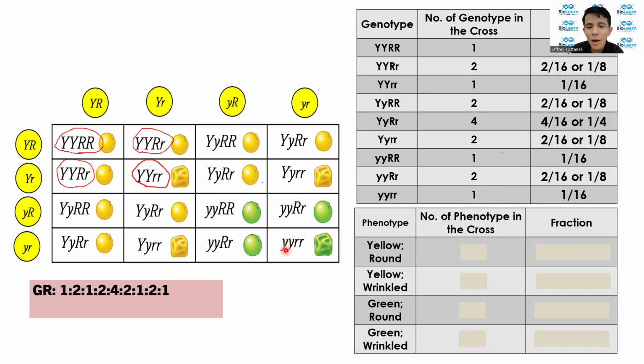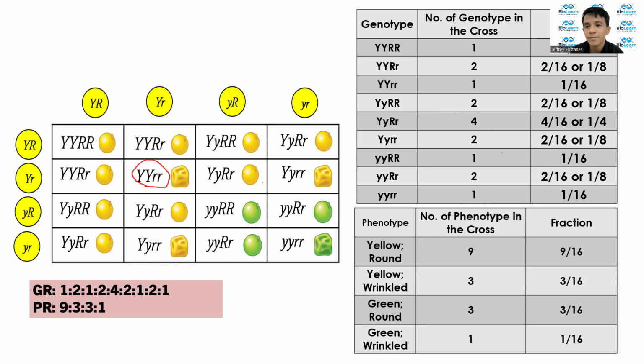Next, let's talk about the different phenotypes that we have. How many yellow round do we have? 1, 2, 3, 4, 5, 6, 7, 8, 9. Okay, so we have 9 or 9 over 16. How about yellow wrinkle? How many? 1, 2, 3. So that's 3 or 3 over 16. Green round, 1, 2, 3. It's 3 over 16. And then green wrinkle, we have 1 or 1 over 16. Therefore, our phenotypic ratio is 9 is to 3 is to 3 is to 1. Okay?